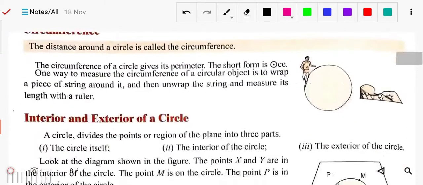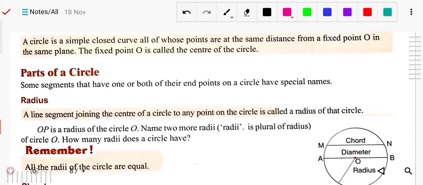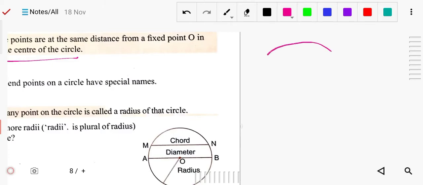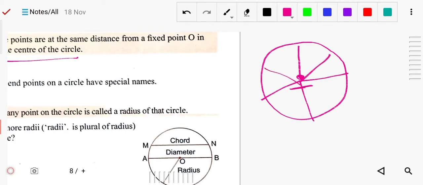The definition of a circle is that a circle is a simple closed curve, all of whose points are at the same distance from a fixed point O in the same plane. The fixed point O is called the center of the circle. So a circle has one point, called the center, and from here the distance to the boundary of the circle is the same everywhere.